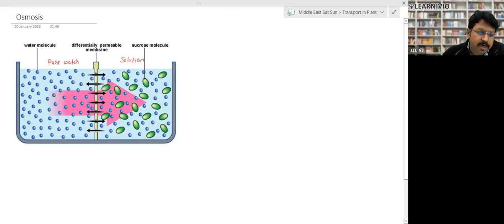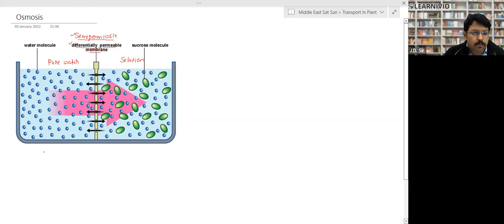We have separated both of them with the help of a differentially permeable membrane. This differentially permeable membrane is also known as a semi-permeable membrane. Same thing. Whenever we talk about the differentially permeable or semi-permeable membrane, they allow the movement of only water molecules, not sugar molecules. Only the water molecule can pass through them. So water molecules will start moving from their higher concentration to lower concentration.